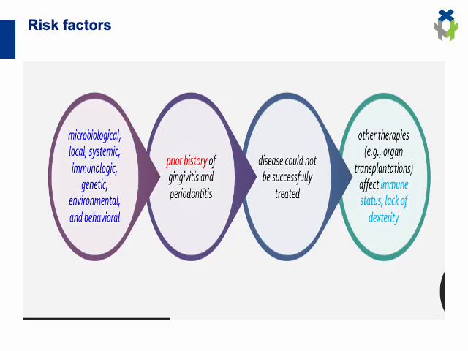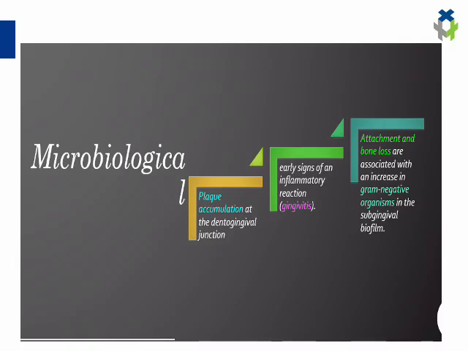The various risk factors are microbiological factors, local factors, systemic factors, immunological factors, genetic factors, and environmental and behavioral factors. Microbiological factor: plaque accumulation at the dentogingival junction shows early signs of an inflammatory reaction, thus leading to attachment and bone loss.